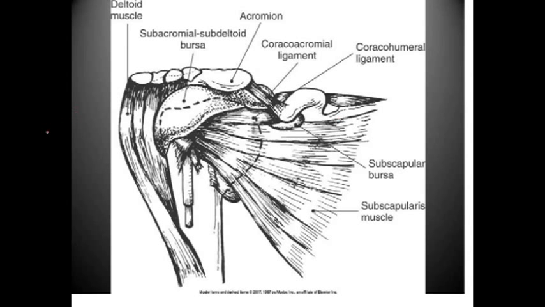Additionally on this image we have the deltoid muscle, we have the subscapularis, then we also have the subacromial subdeltoid bursa, residing just below the acromion.